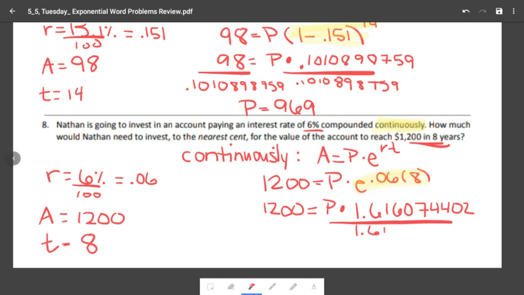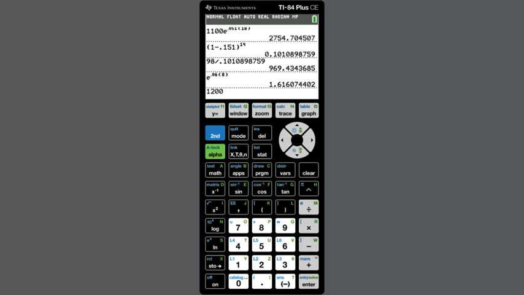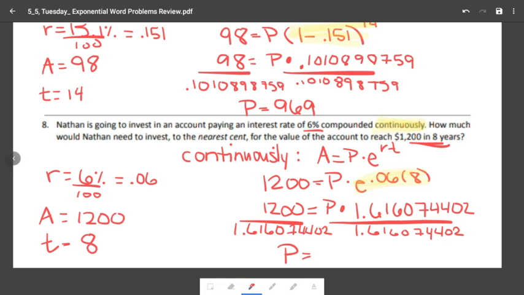Divide it to the other side. So 1200 divided by this entire decimal. And it says to the nearest cent, so 2 decimal places, so 742.54.